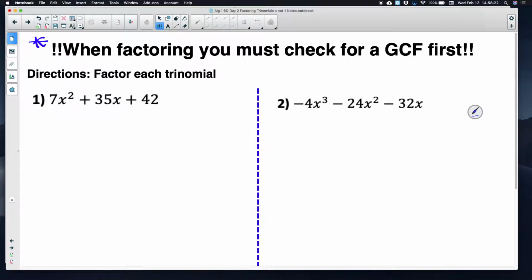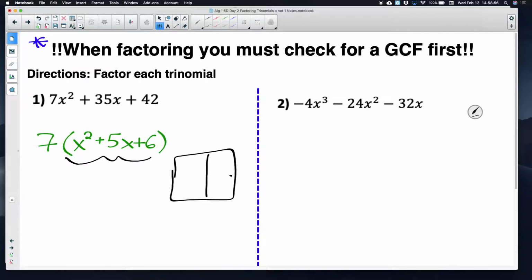I've got 7x squared plus 35x plus 42. So I need to ask myself, what do they have in common? What is the greatest common factor of 7x squared, 35x, and 42? Well, I notice that they each have a 7 in common. And when I factor out a 7, I'm going to be left with x squared plus 5x plus 6. So now, at this trinomial, I need to use the box method and factor that if possible.